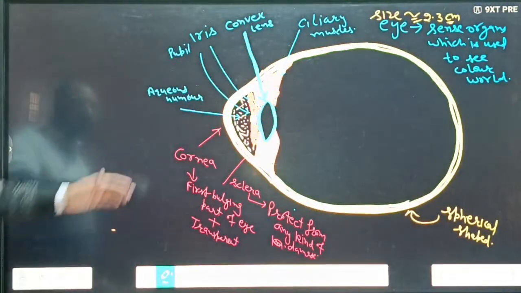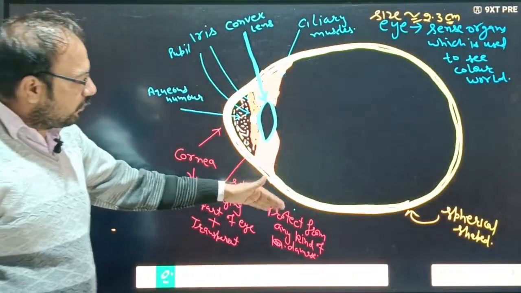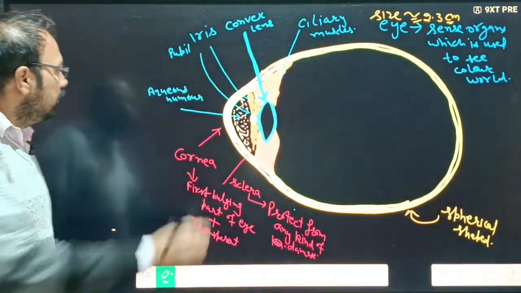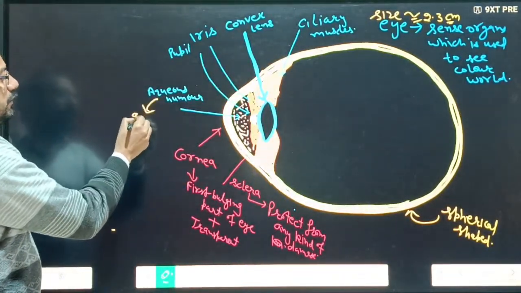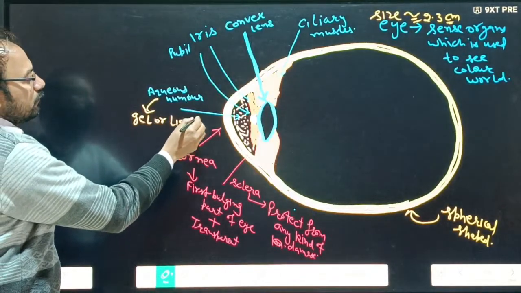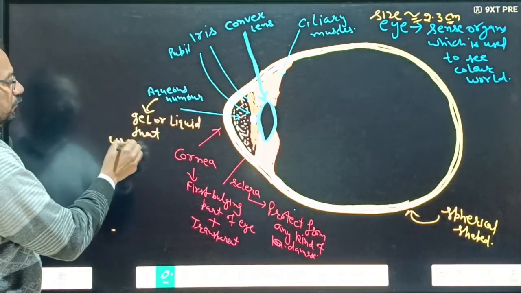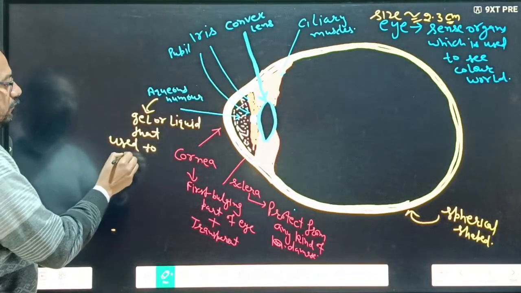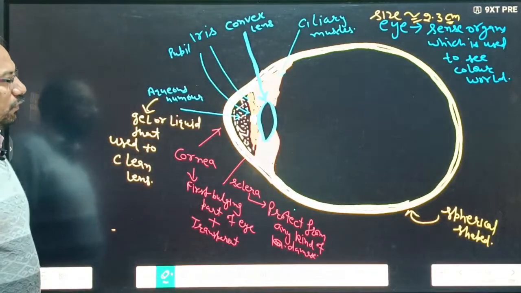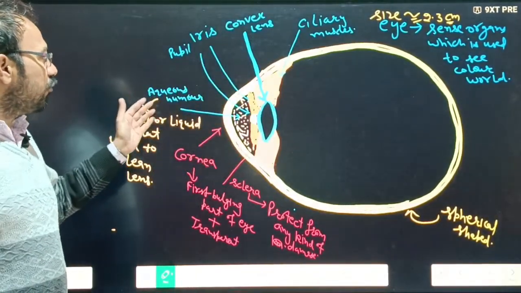Okay, so here the cornea is the first bulging part of the eye, and second, the sclera protects from any kind of injury. Aqueous humor contains a gel or a liquid that is used to clean the lens. Okay, so to clean the lens, aqueous humor is used here.